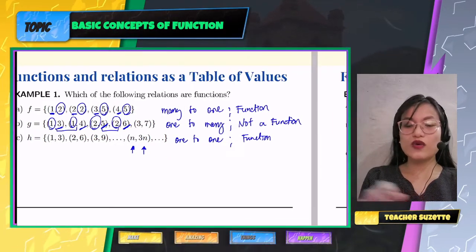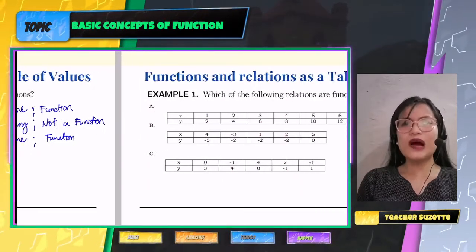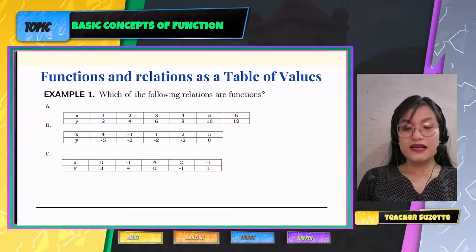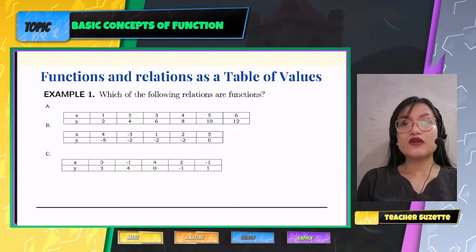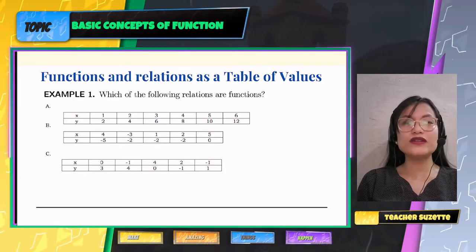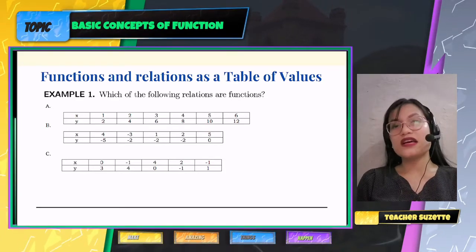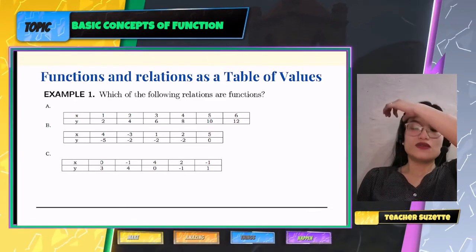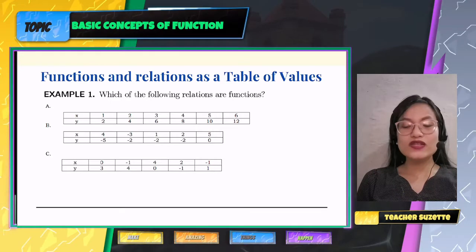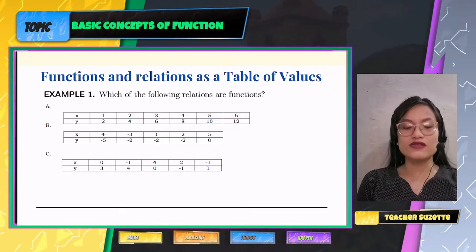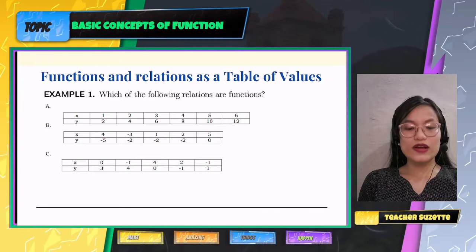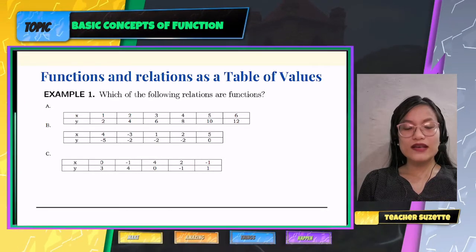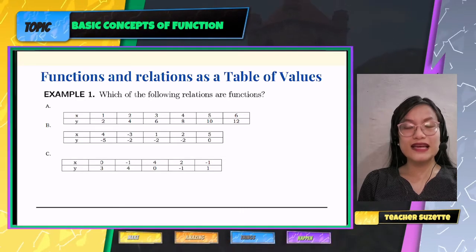Let's move on to our example number 1 still. However, naka-express naman po yung ating mga relations in a table of values. So, same lang din naman po yun, yung ating ordered pairs. You can construct it or plot it in a table of values. So, for this one, we are going to examine again which of the following relations are functions. So, isa-isayin natin. Let's have letter A. You have x: 1, 2, 3, 4, 5, 6, then y: 2, 4, 6, 8, 10, 12.